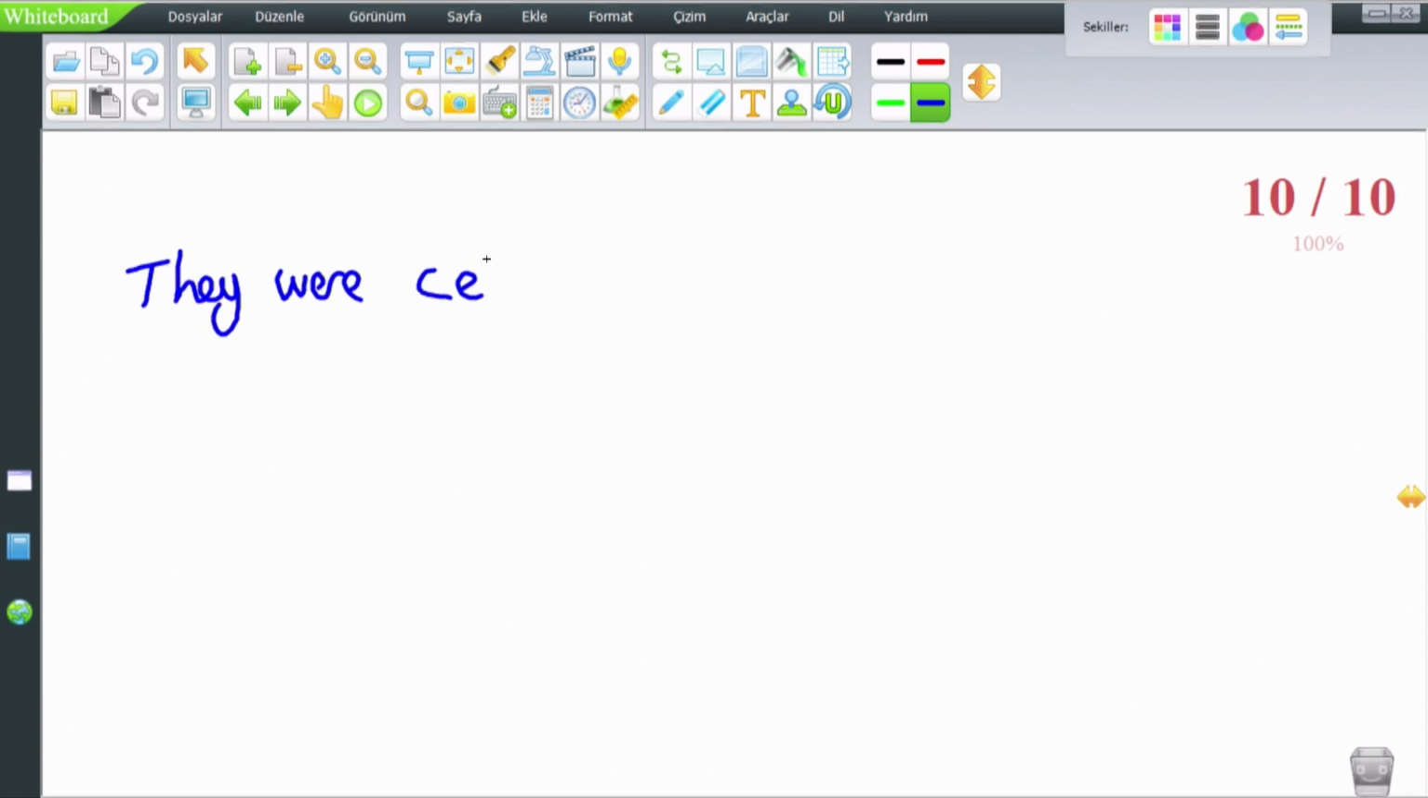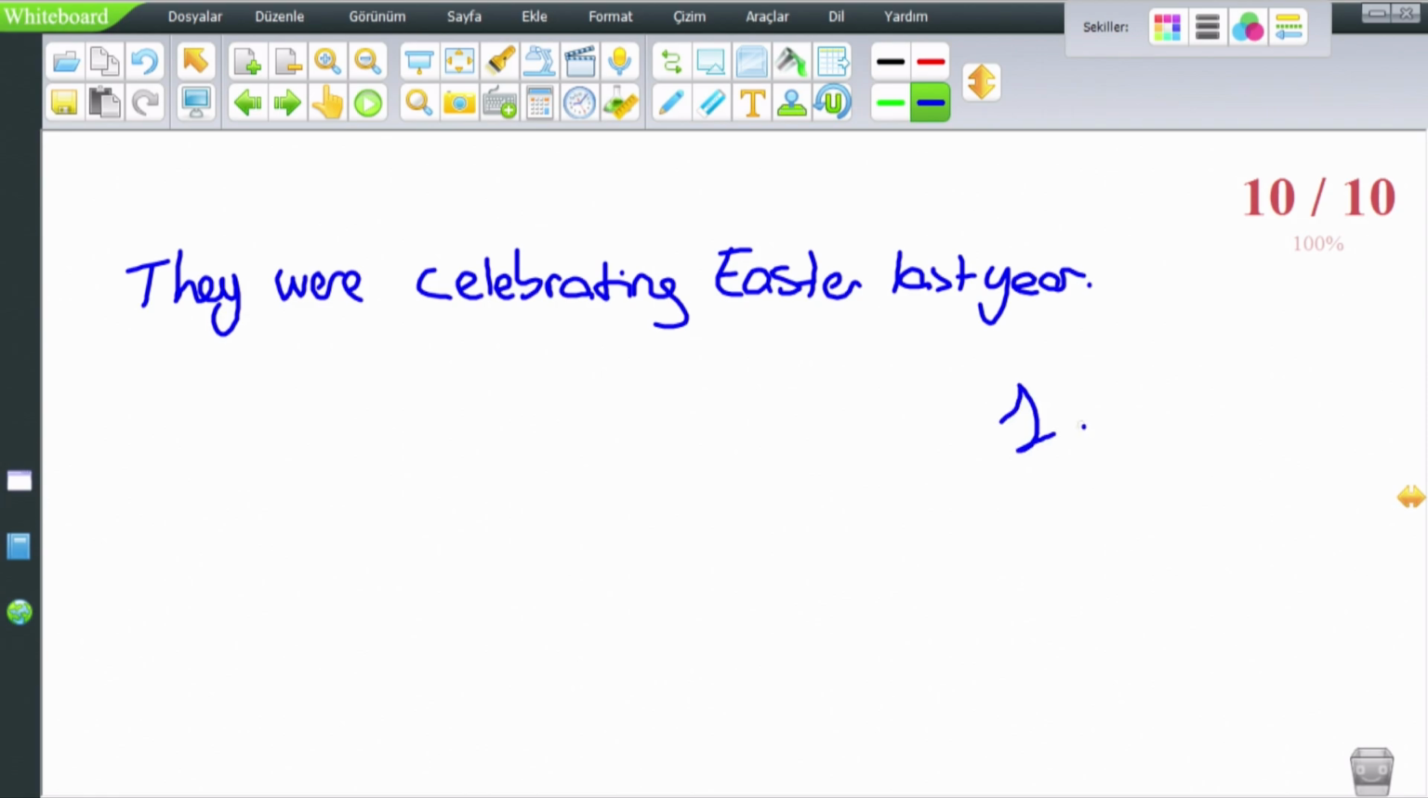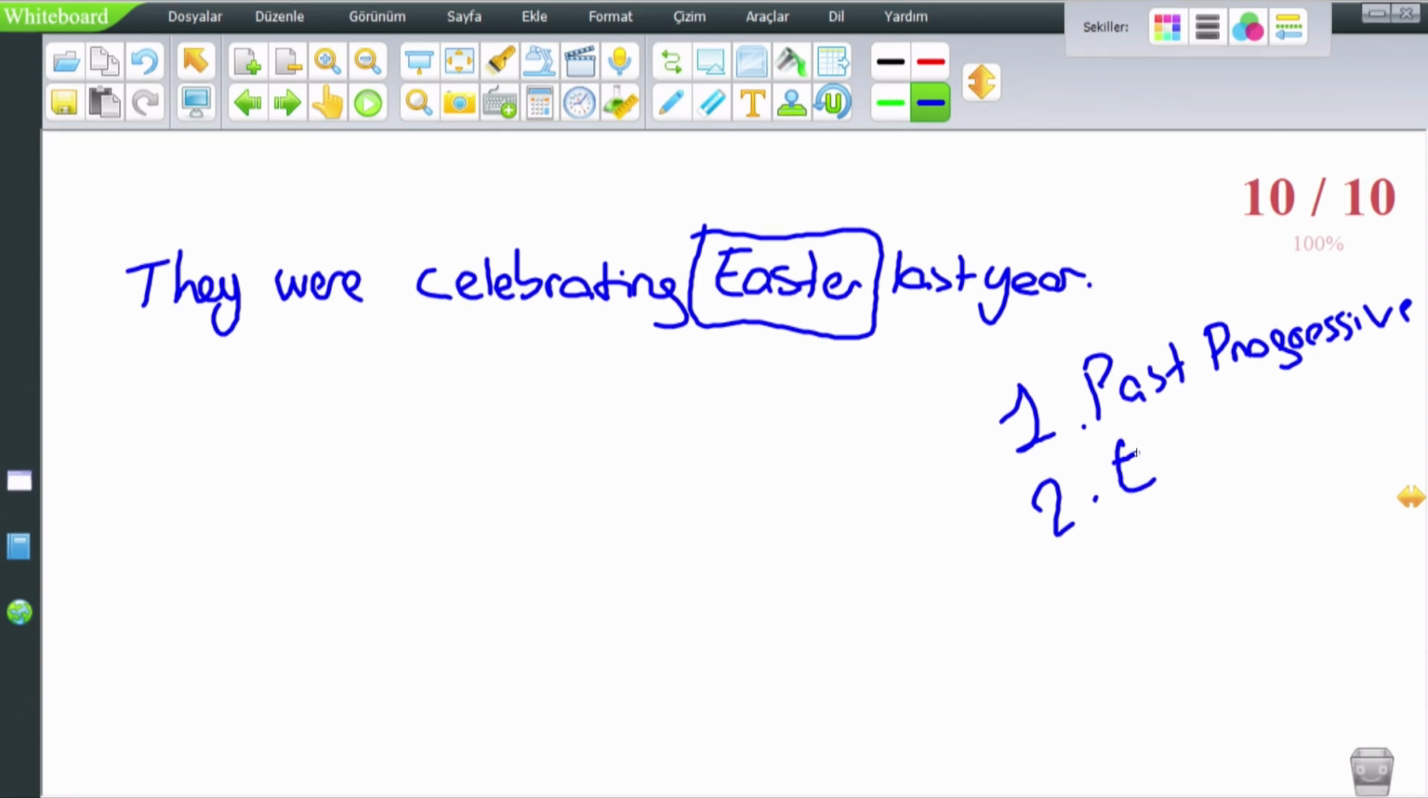They were celebrating Easter last year. The tense we used in the sentence is past progressive. And I will find the object now, which is Easter in this example. Now we can rewrite this sentence.